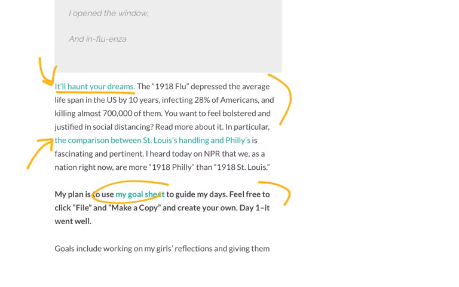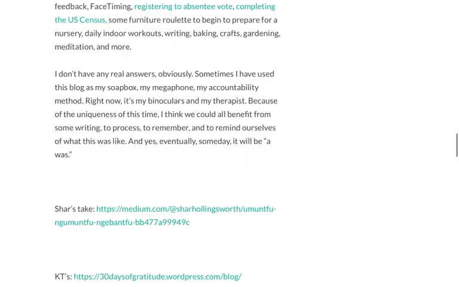Goals include working on my girls' reflections and giving them feedback, FaceTiming, registering to absentee vote. She's providing a link so others can do the same. Completing the U.S. Census, giving a link so others can do the same. Some furniture roulette to begin to prepare for our nursery. Daily indoor workouts, writing, baking, crafts, gardening, meditation, and more.